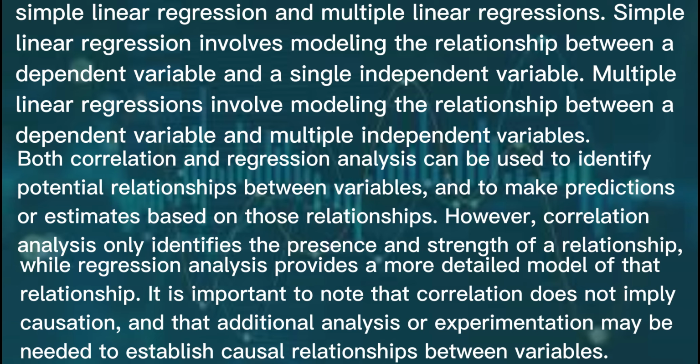Both correlation and regression analysis can be used to identify potential relationships between variables and to make predictions or estimates based on those relationships. However, correlation analysis only identifies the presence and strength of a relationship, while regression analysis provides a more detailed model of that relationship. It is important to note that correlation does not imply causation, and that additional analysis or experimentation may be needed to establish causal relationships between variables.